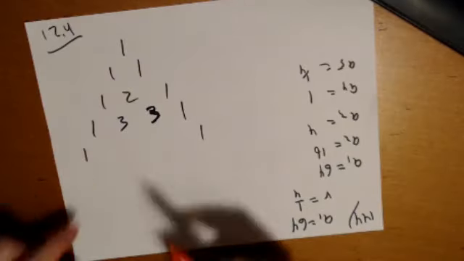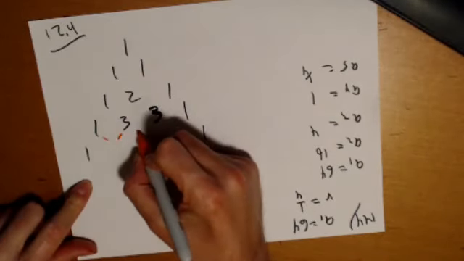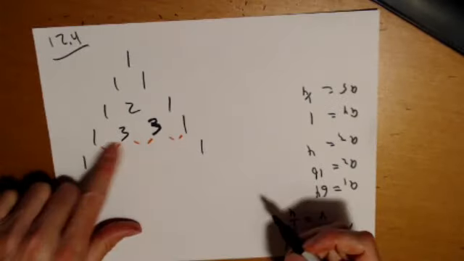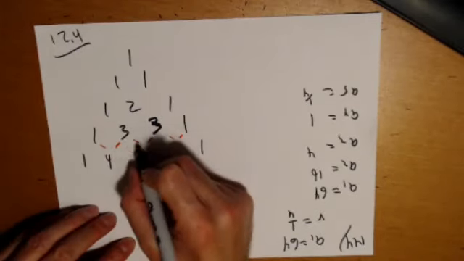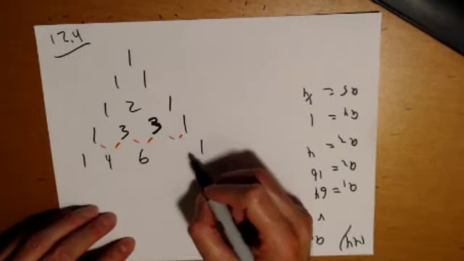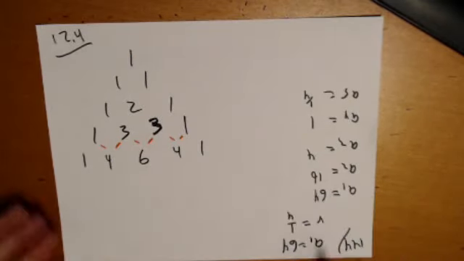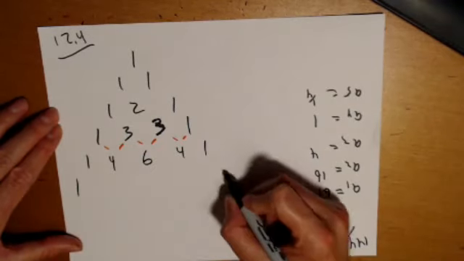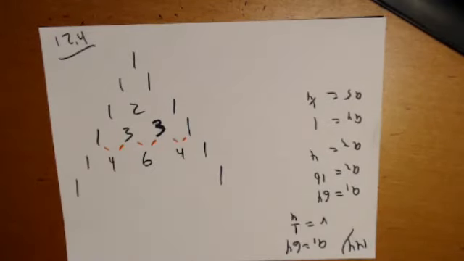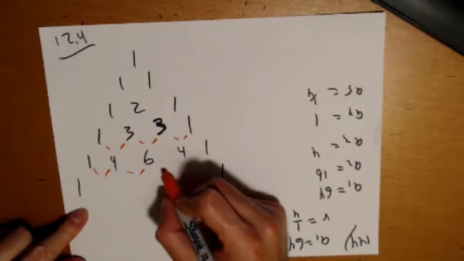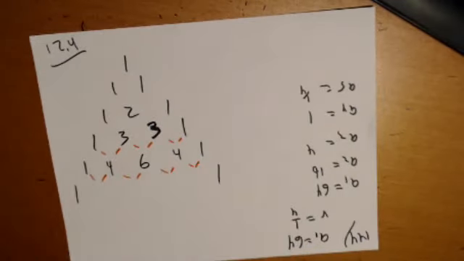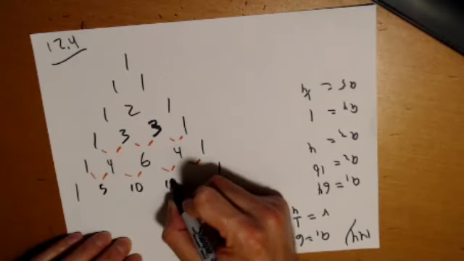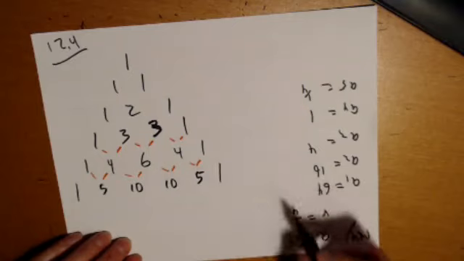And then sometimes people prefer if I draw little things like that. And then that way you can clearly see that the 1 and the 3 add to give you a 4, the 3 and the 3 add to give you a 6, the 3 and the 1 add to give you a 4. Oh, okay, now it's making sense. I was explaining it really poorly. I know. Put a 1 on the far left, a 1 on the far right. Okay. Add those, add those, add those, add those. 1, 5, 10, 10, 5, 1.